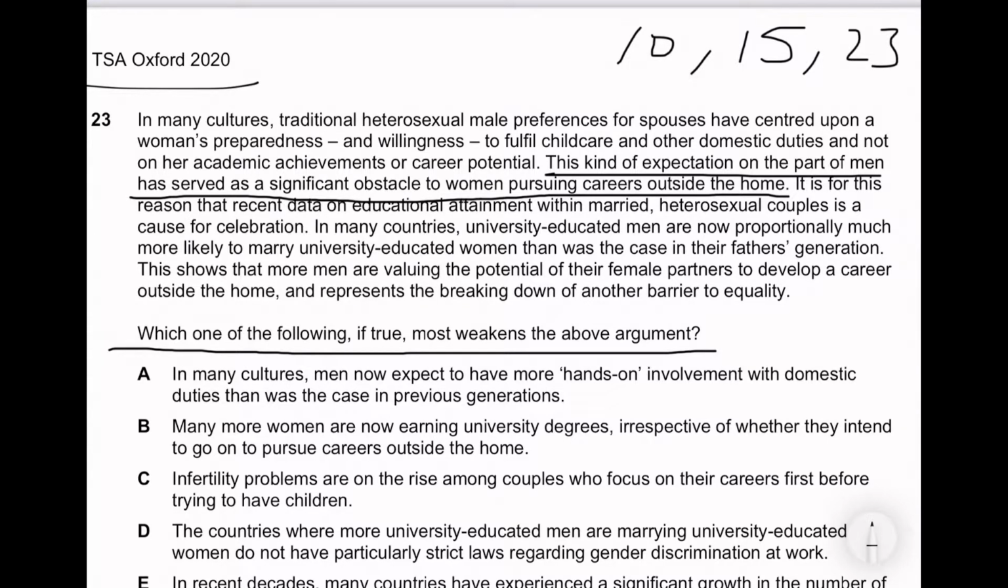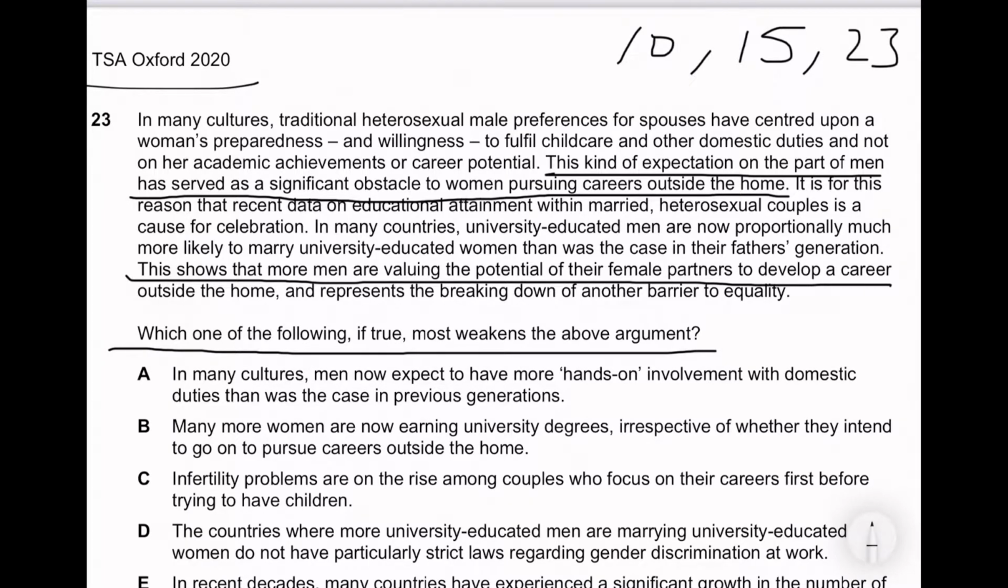It is for this reason that recent data on educational attainment within married heterosexual couples is a cause for celebration, okay? In many countries, university-educated men are now proportionally much more likely to marry university-educated women than was the case in their father's generation. This shows that more men are valuing the potential of their female partners to develop a career outside the home, and represents the breaking down of another barrier to equality. Okay, that is an even stronger argument, right?